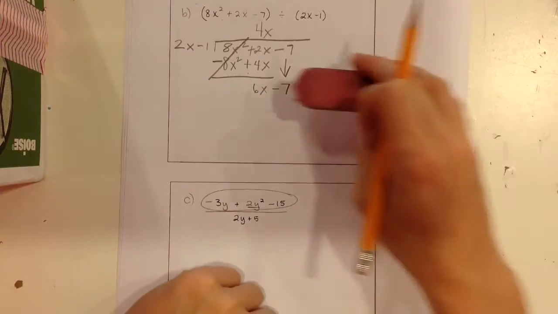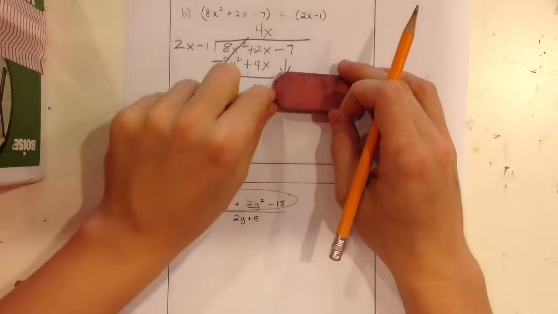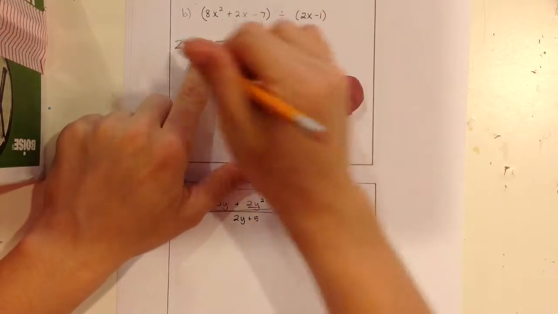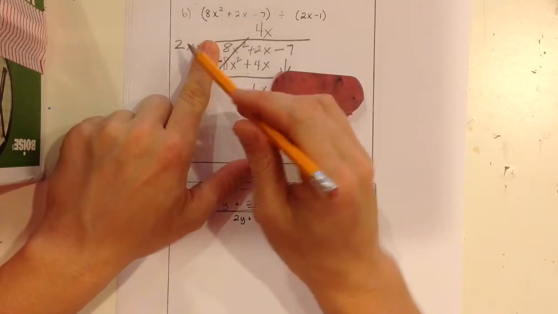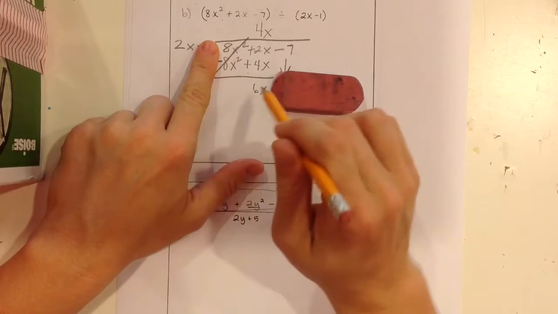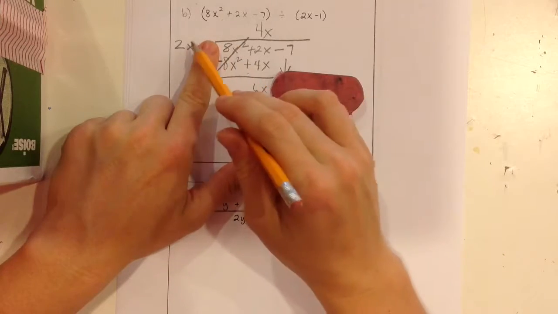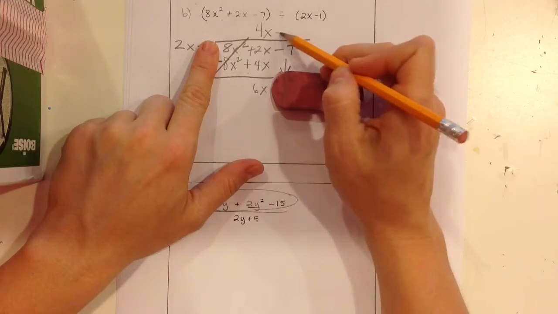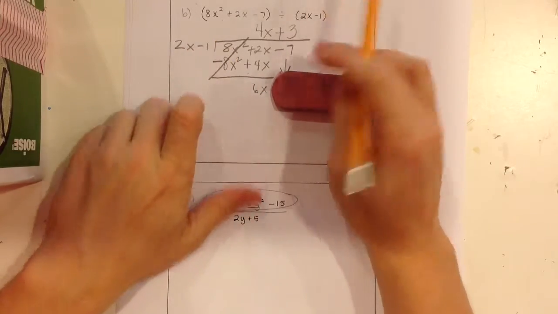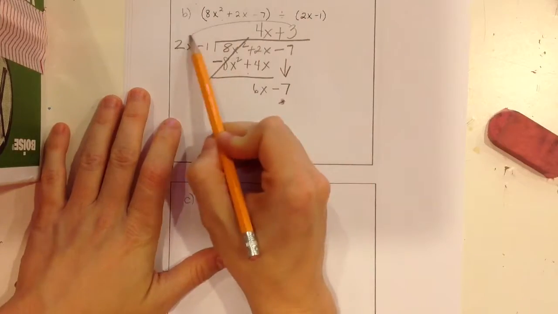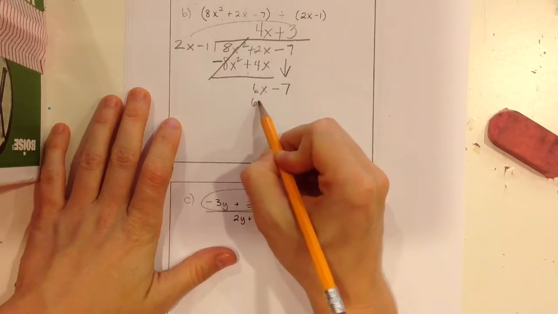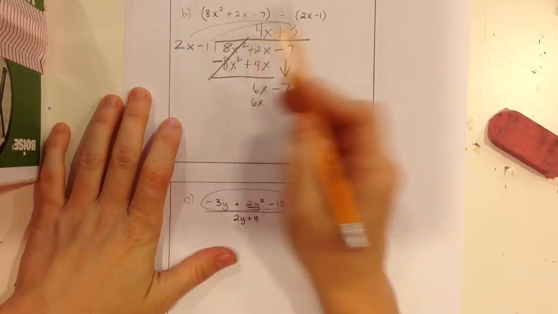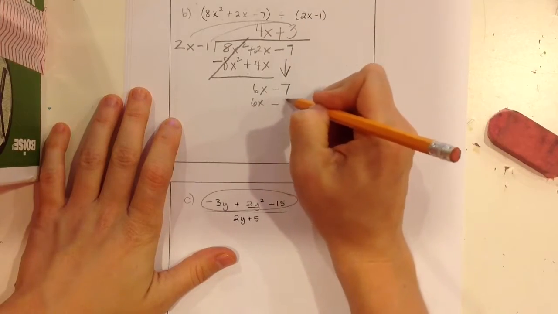And I ask myself again, what can I multiply times this 2x to give me 6x? Well, this 2x already has an x, so I don't need to multiply anything times x. But what can I multiply times 2 to get 6? 3. So that means I can multiply 3 times 2x and I will get 6x. 3 times negative 1 and I get negative 3.